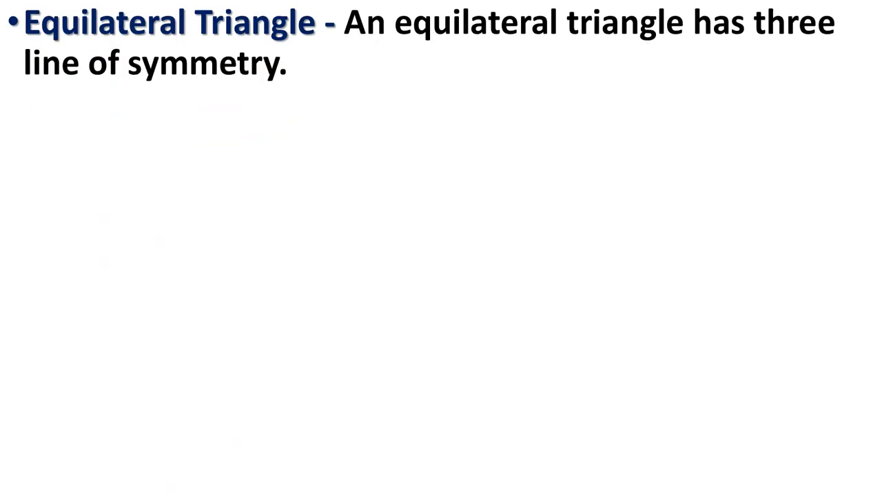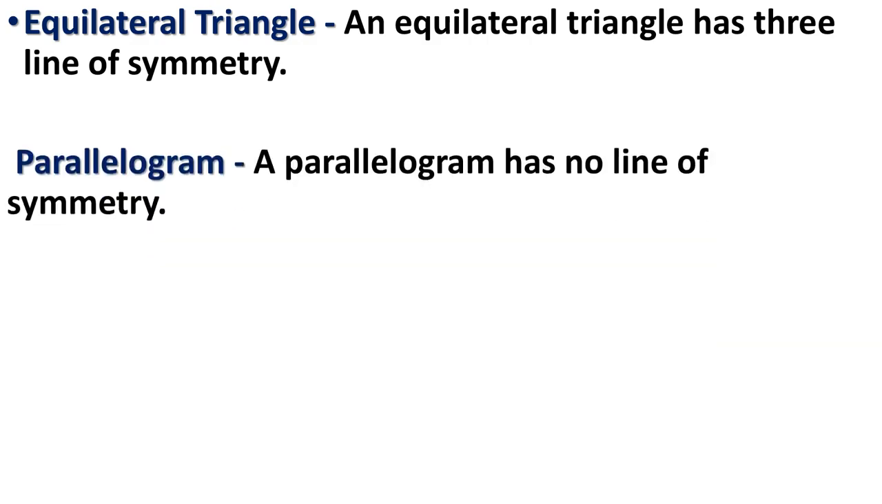Next is equilateral triangle. An equilateral triangle is a triangle whose all the three sides are equal. So it has three lines of symmetry. And how we will make lines of symmetry in equilateral triangle? We will start from one vertex and join to the midpoint of the opposite side of that vertex. In this way we can prepare three lines of symmetry.